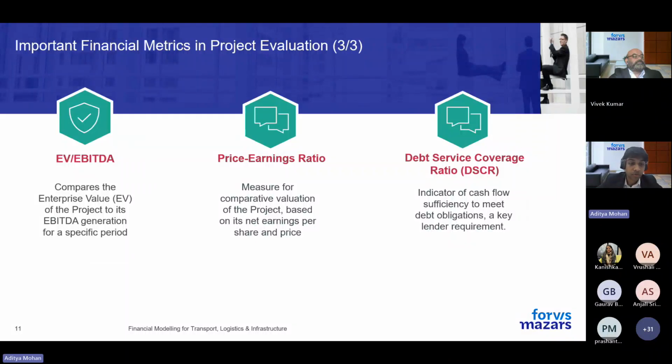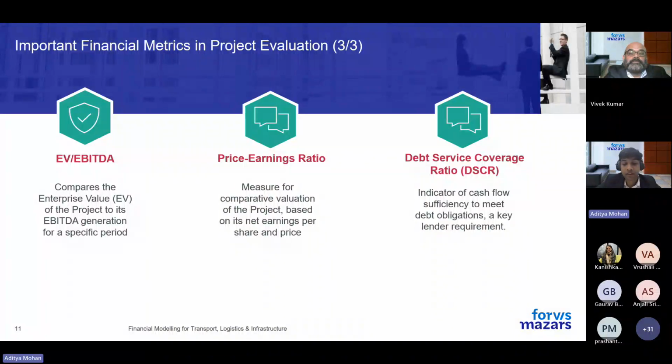Now, similar to EV by EBITDA, we have the PE ratio, which is the price earnings ratio. This is mostly used by listed infrastructure firms. It tells you what the market is willing to pay for every rupee of earnings. How to read these valuation numbers: any project will normally get a valuation similar to its peers. So unless there's a strong reason to justify a premium or discount, mostly all projects will get a similar valuation. Then comes the debt service coverage ratio.